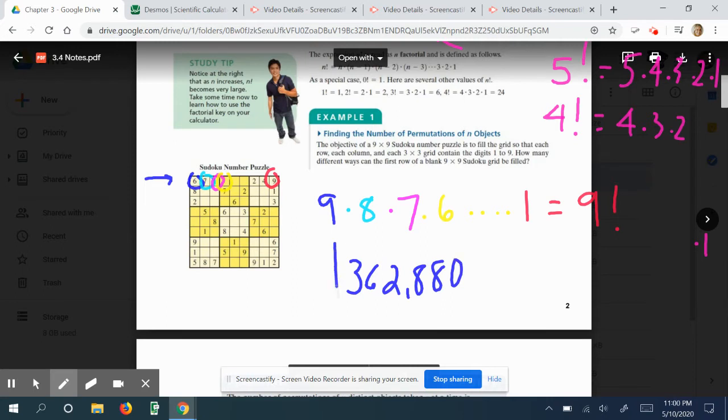362,880. So every time they're going to create a Sudoku puzzle, there are actually 362,880 different ways to start the first row, and you can go from there. It's crazy to think how many actual different Sudoku puzzles can be created, because you have to take into account the grid and whatever else, but there are tons and tons of different ways. And this is actually a really good combinatorics problem that can be seen all over the place.